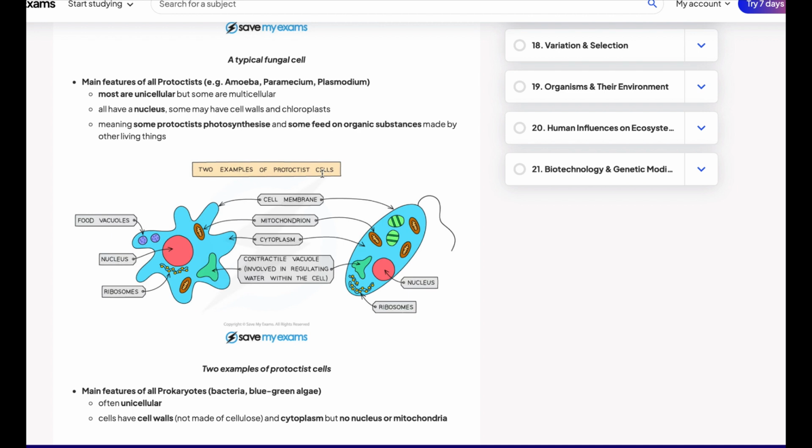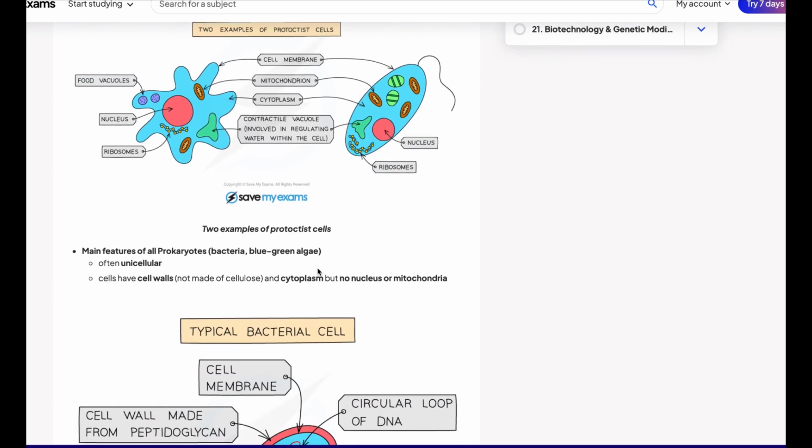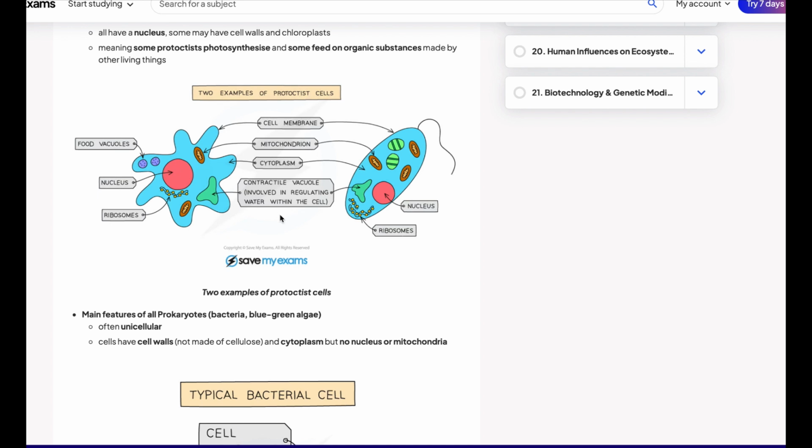You see two examples of protist cells, and there's a difference between them. This first one looks like the amoeba cell. The amoeba does not have a fixed shape. The first one is an amoeba cell, and the second one is a paramecium cell. So you can see the difference between them. They are not exactly the same. What they share in common is this one. What is different is, like you can see, this one has ribosomes, nucleus, and a food vacuole. This one does not have the food vacuole. Is that okay?